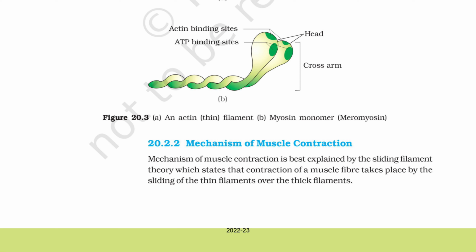The globular head is an active ATPase enzyme and has binding sites for ATP and active sites for actin. Mechanism of muscle contraction. The mechanism of muscle contraction is best explained by the sliding filament theory, which states that contraction of a muscle fiber takes place by the sliding of the thin filaments over the thick filaments.